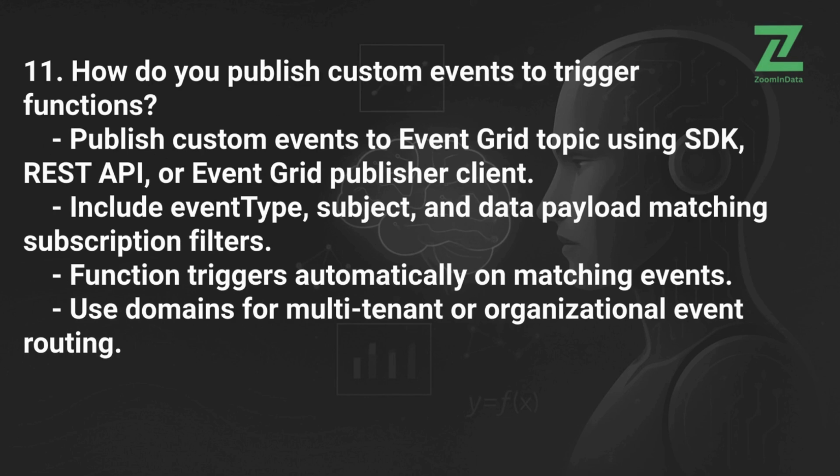11. How do you publish custom events to trigger functions? Publish custom events to an Event Grid topic using the SDK, REST API, or Event Grid Publisher client. Include event type, subject, and data payload matching subscription filters. The function triggers automatically on matching events. Use domains for multi-tenant or organizational event routing.